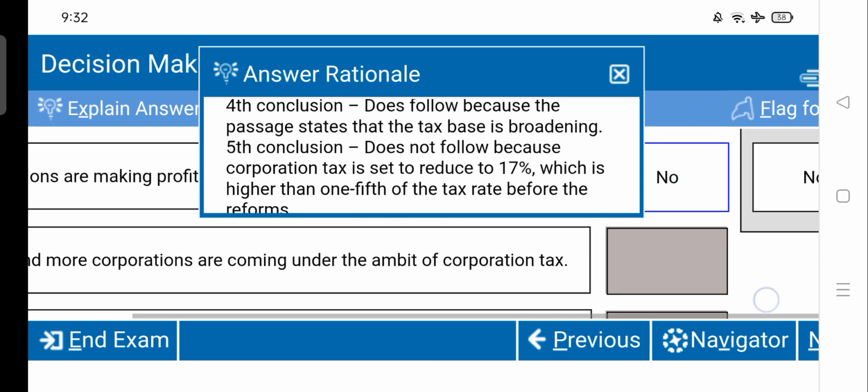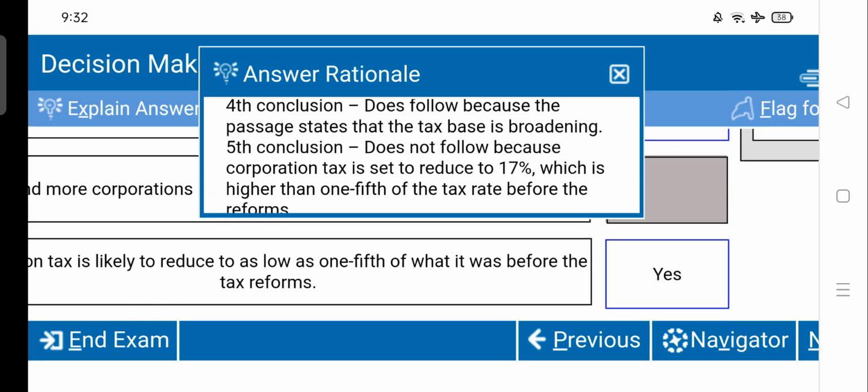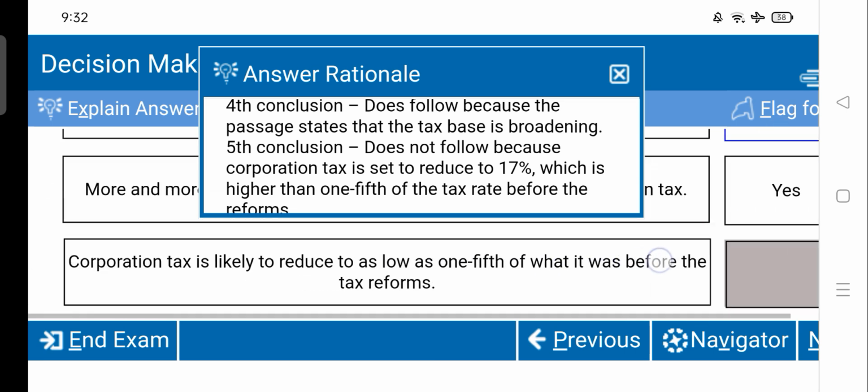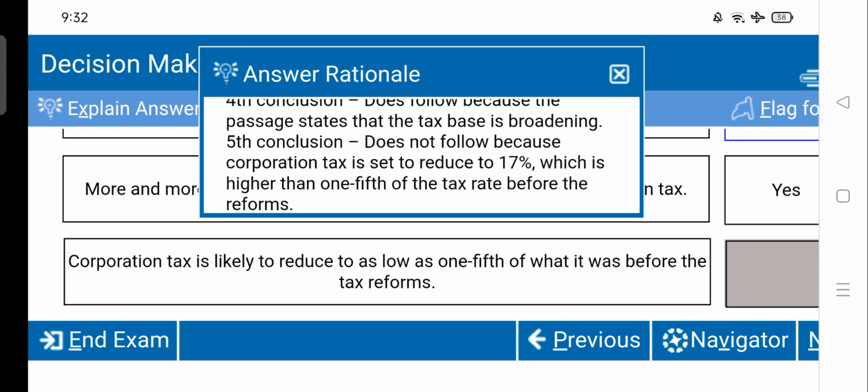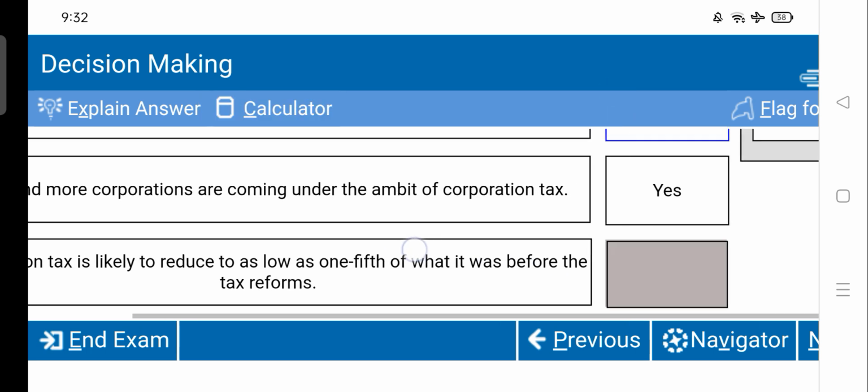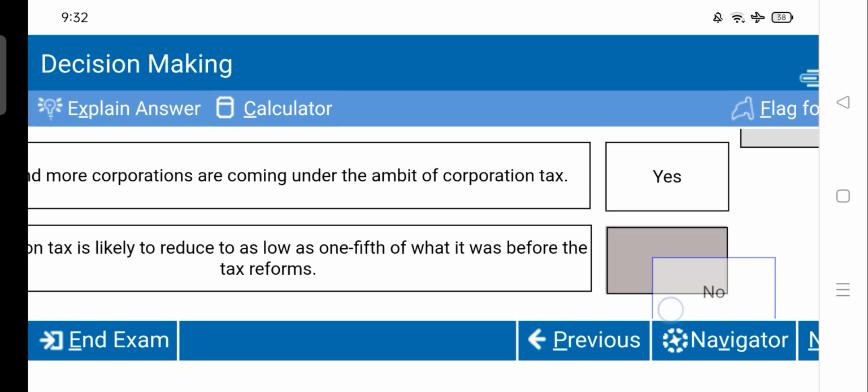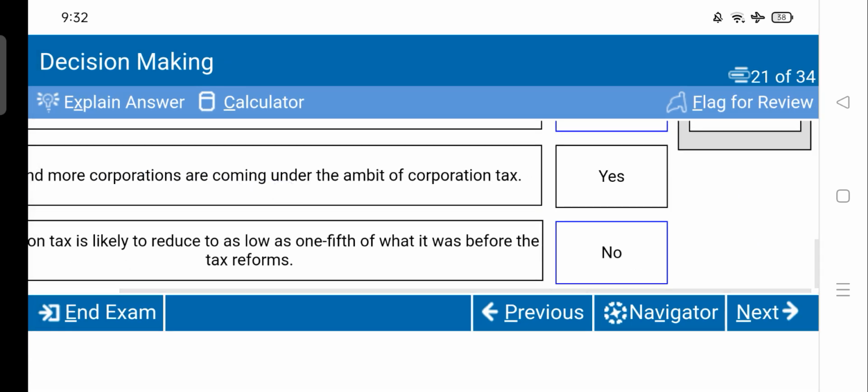The fifth conclusion, it does not follow because corporation tax is set to reduce to 17%, which is higher than one-fifth of the tax rate before the reforms. So we will drag a no and drop it here in front of this conclusion.